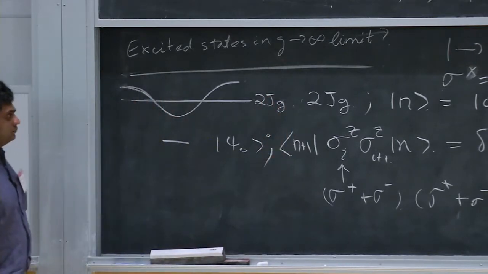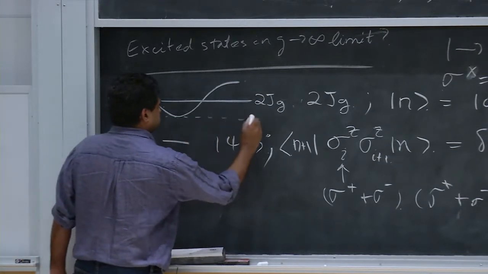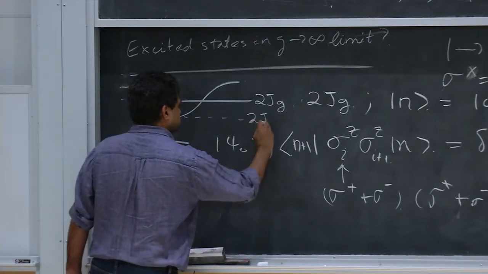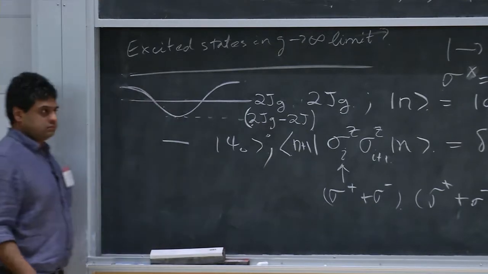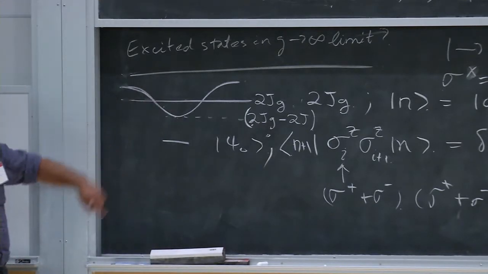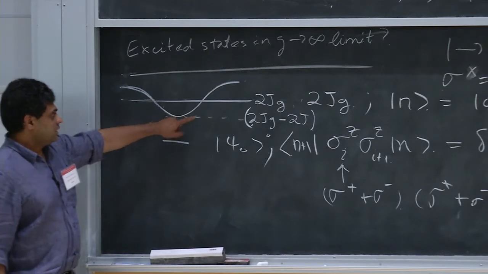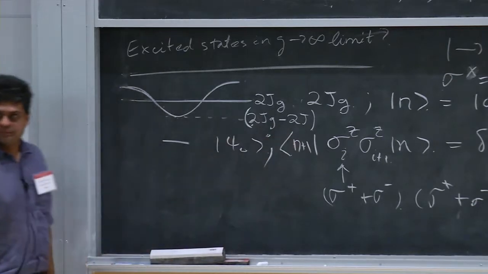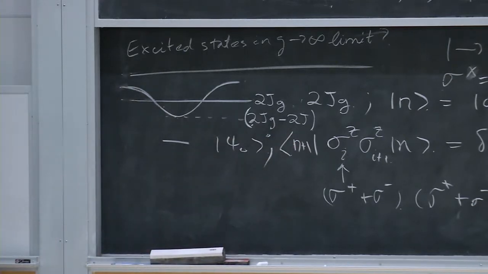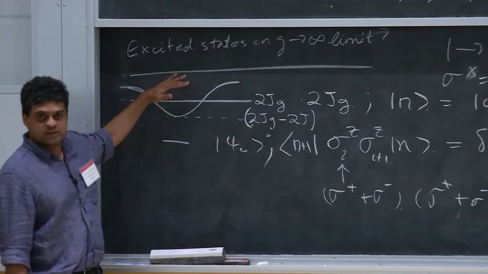Okay, and this bottom over here, this thing down here, is twice Jg minus twice J. Where k is 0, cosine is unity, that's the bottom of the band. That's of course the center of mass minus this kinetic energy. Of course this is done in the limit where g is very large, so this is still very high above your ground state.